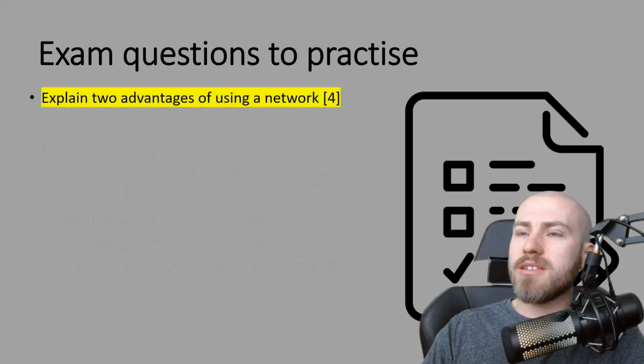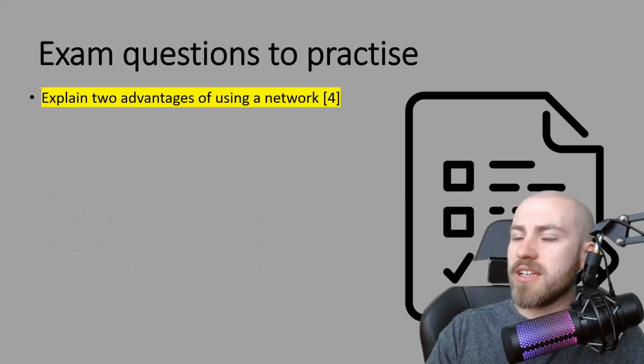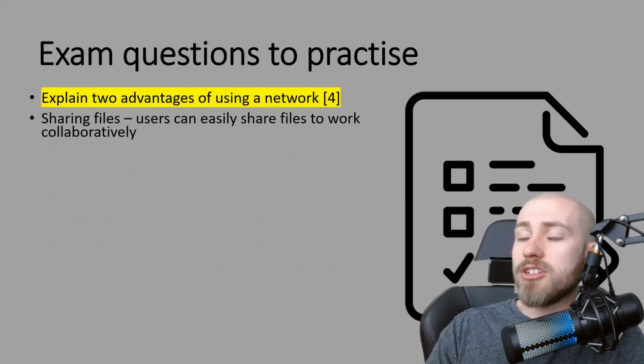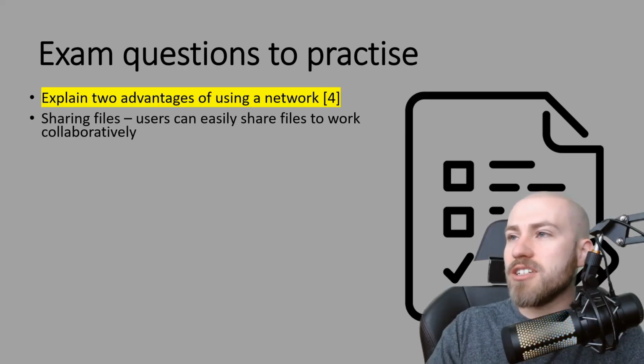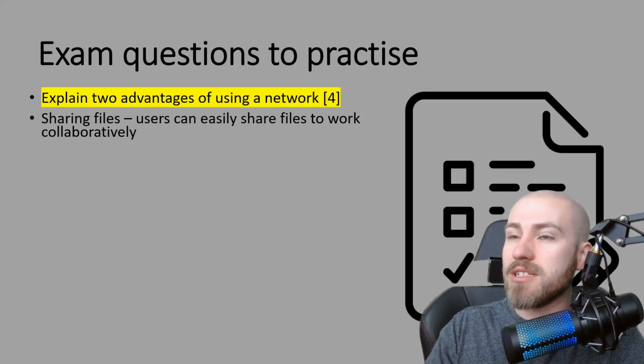Okay, let's go through the answers then. Explain 2 advantages of using a network. Your first one you could have had was sharing files. Users can easily share files to work collaboratively. So you got 1 mark for writing sharing files, and then the little bit afterwards is the explanation, which we'll get the 2nd mark for.